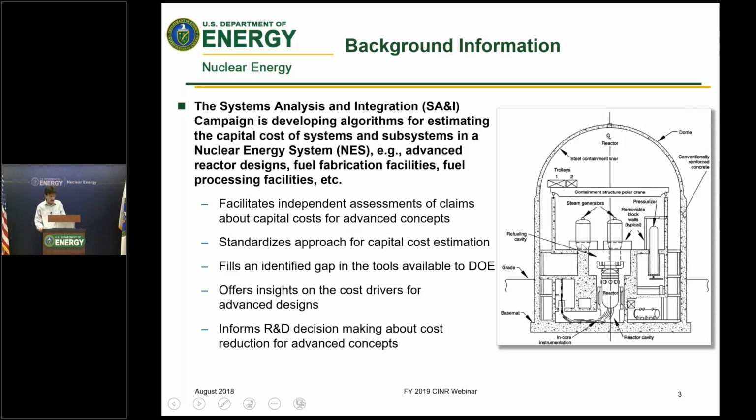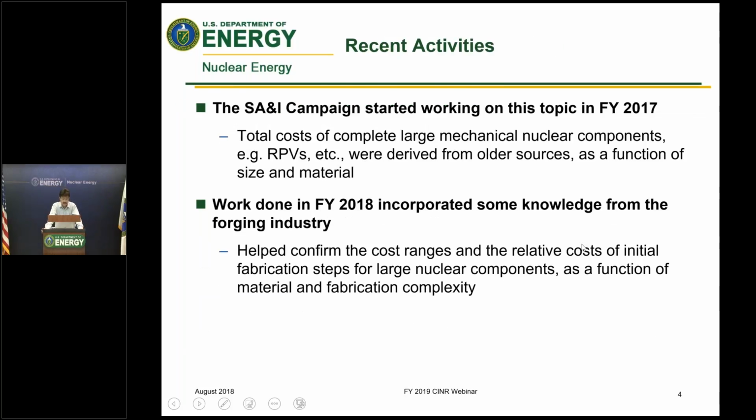So this slide lists a couple of recent activities that are related to this call. In FY17, we looked at the available information on the costs of large mechanical components, such as the reactor pressure vessel, and developed an understanding of the underlying factors of these costs. And this fiscal year, we are working to incorporate knowledge from the forging industry and enhance our understanding of the fabrication process as it relates to impacting cost of the various components that are built using forging as the method.